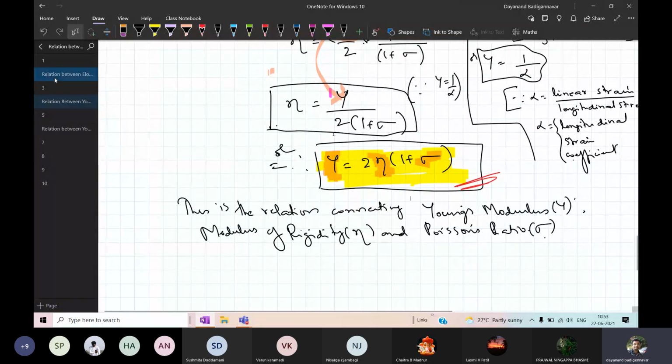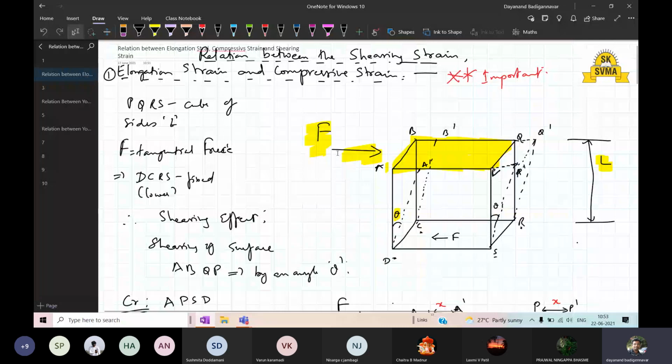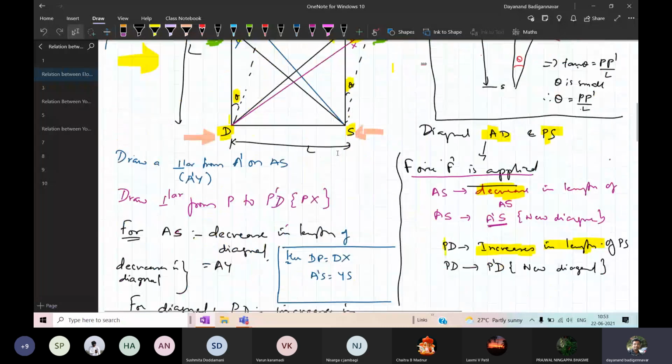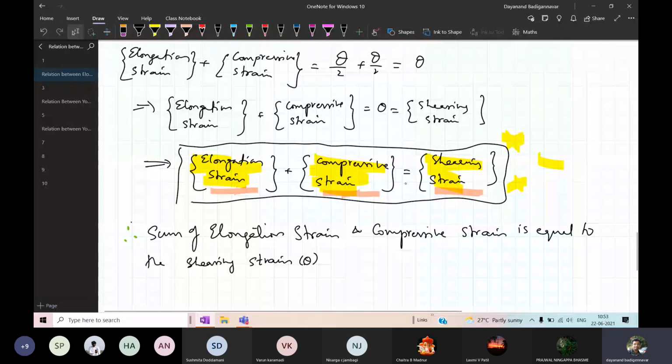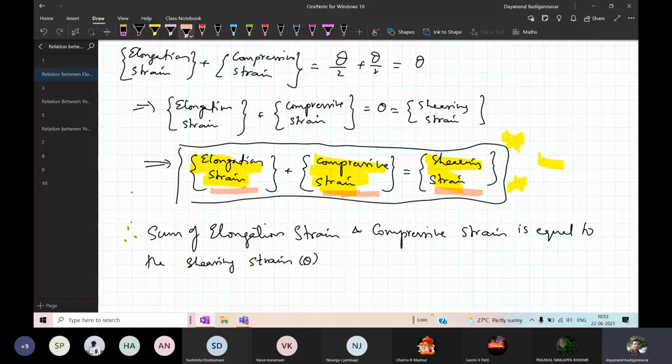Out of these two, there is one more relation. This is the relation between the shearing strain, compressive strain and the elongation strain. You have to show that the sum of the elongation strain plus the compressive strain is equal to the shearing strain. Among these three, you will definitely get one or two in the examination. Very important, and very easy.